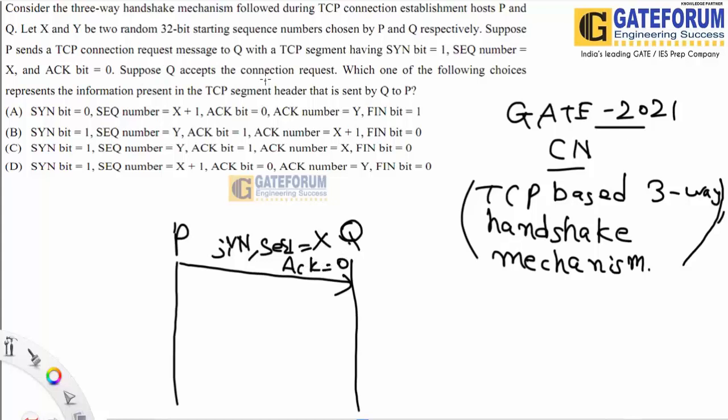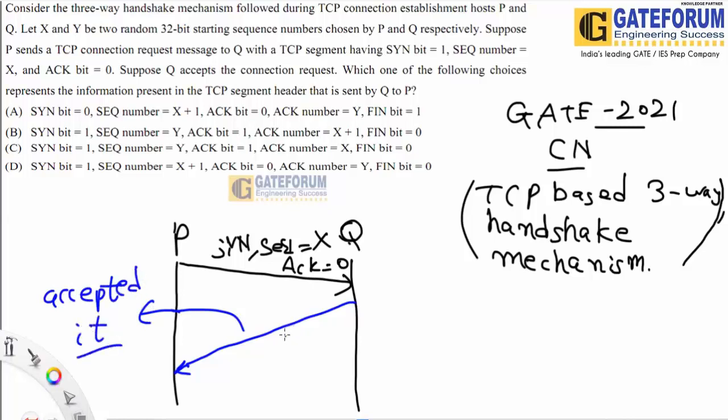So basically P is sending a connection establishment request with SYN as 1, sequence number equal to X, and acknowledgement as 0. Okay, suppose Q accepts the connection request. Which of the following choices represent the full information present in the TCP segment header that is being sent from Q to P? Now, basically, Q has accepted this particular connection request. So first of all, P has sent a connection request and Q has accepted it. Okay, a very simple funda which we are doing in the case of the three-way handshaking.